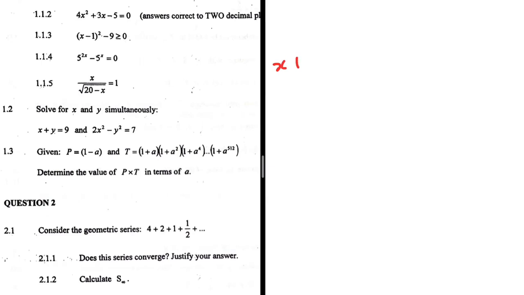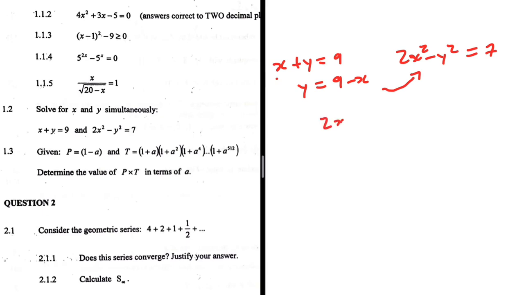We have x plus y being equal to 9 and 2x squared minus y squared being equal to 7. So we can either let x be the subject of the formula here, or let y be the subject of the formula. Rather, let's let y be the subject of the formula. We're going to have y being equal to 9 minus x, which when we substitute here, we get 2 multiplied by x squared minus y squared. But we are saying that y is equal to 9 minus x, squared. This is equal to 7.